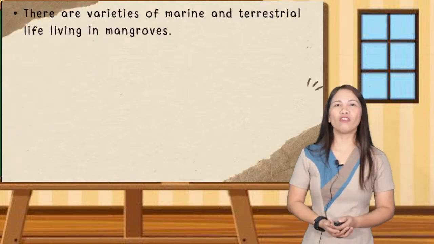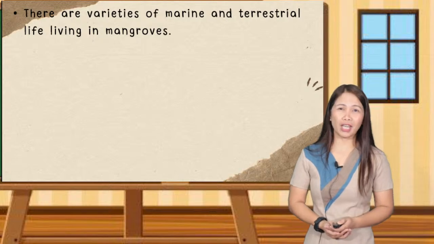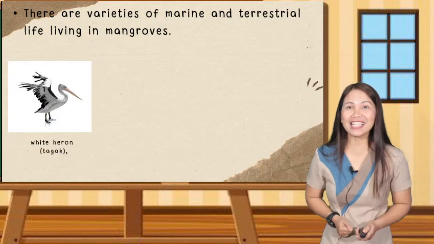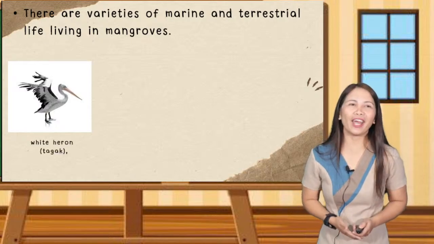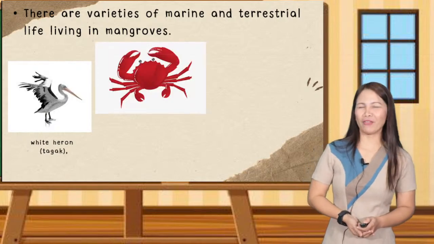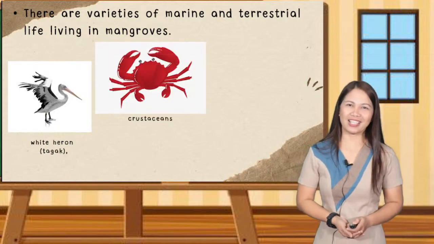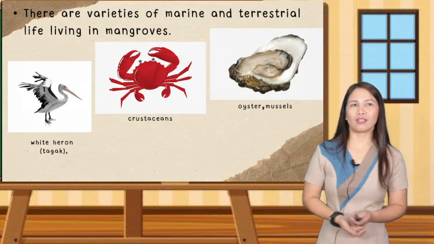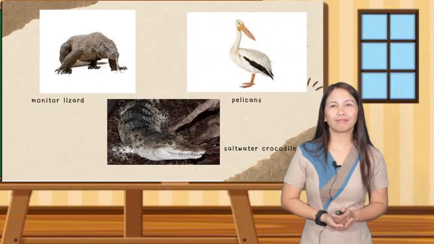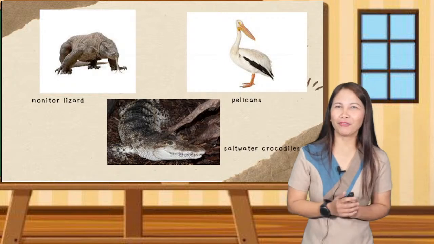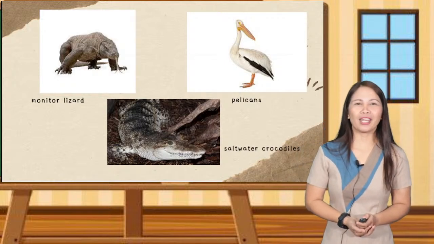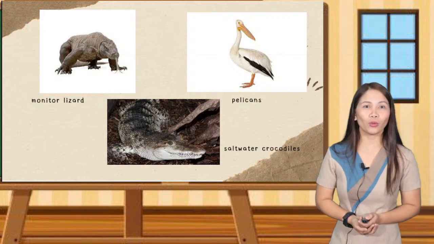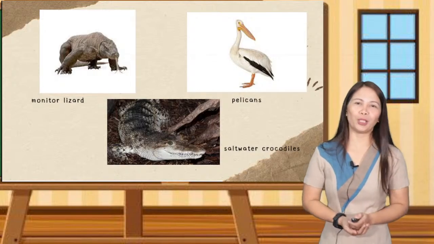There are varieties of marine and terrestrial life living in mangroves. You have any idea? The first one is an example of, correct, white heron or tagak. How about this? The crabs or the crustaceans. We also have the oysters or mussels. Another, how about monitor lizard? I'm afraid of those. Another is, we have the pelicans. We usually see this. And of course, the saltwater crocodiles, which is also available in the Philippines.